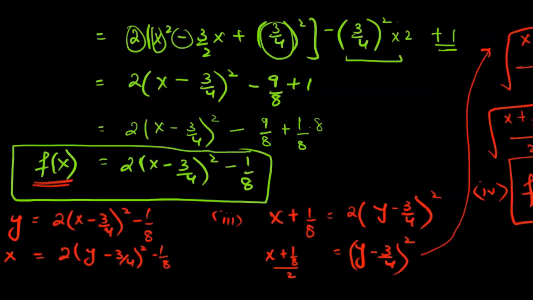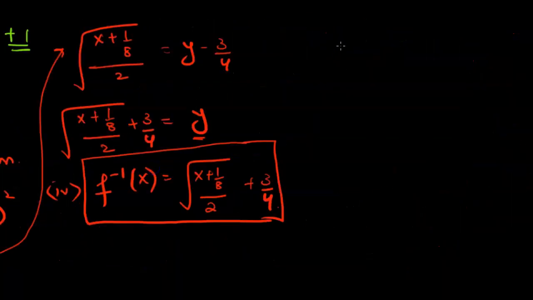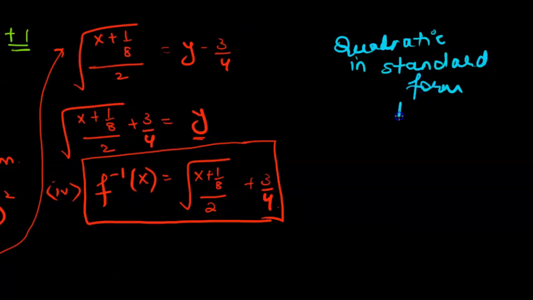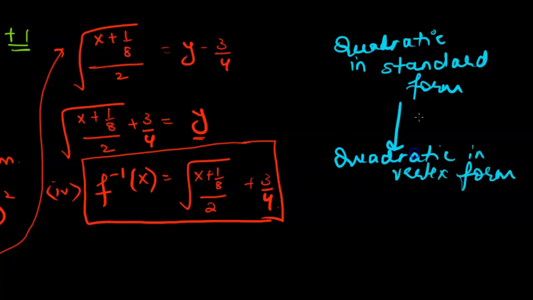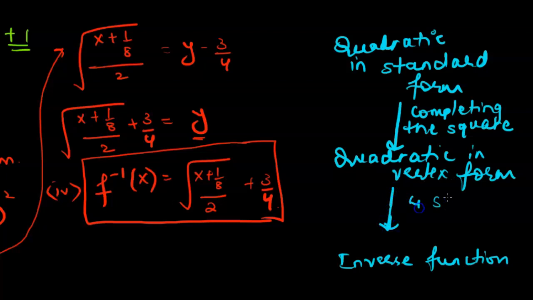So we first change the quadratic equation to vertex form, and then we change the vertex form of the equation to inverse form. To summarize this, if we have a quadratic equation in standard form, our first step is to change that quadratic equation into vertex form. And what we use for that is completing the square. Then we convert the quadratic equation in vertex form to inverse form, and we use the 4 steps of inverse functions for this.